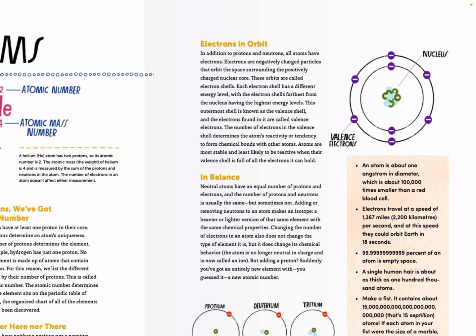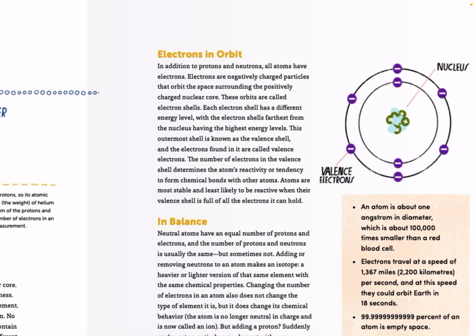Electrons in orbit. In addition to protons and neutrons, all atoms have electrons. Electrons are negatively charged particles that orbit the space surrounding the positively charged nuclear core. These orbits are called electron shells. Each electron shell has a different energy level, with the electron shells furthest from the nucleus having the highest energy levels. This outermost shell is known as the valence shell, and the electrons found in it are called valence electrons.